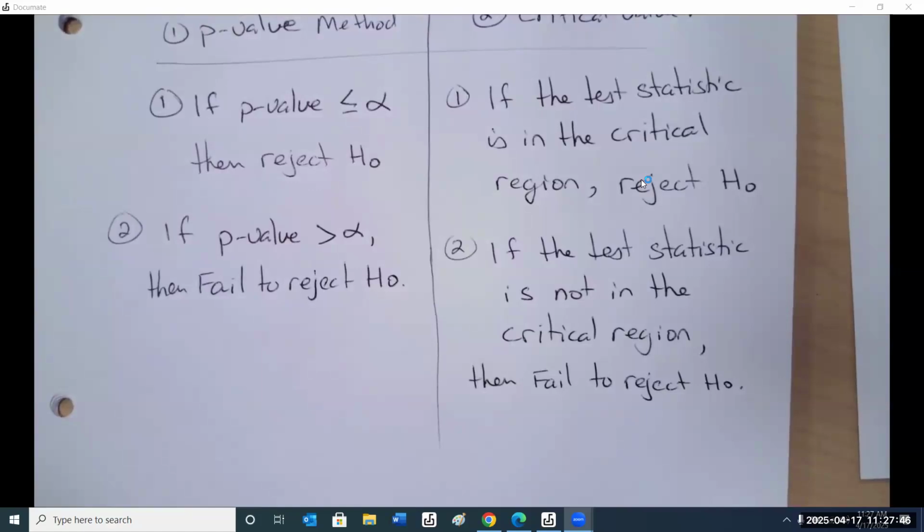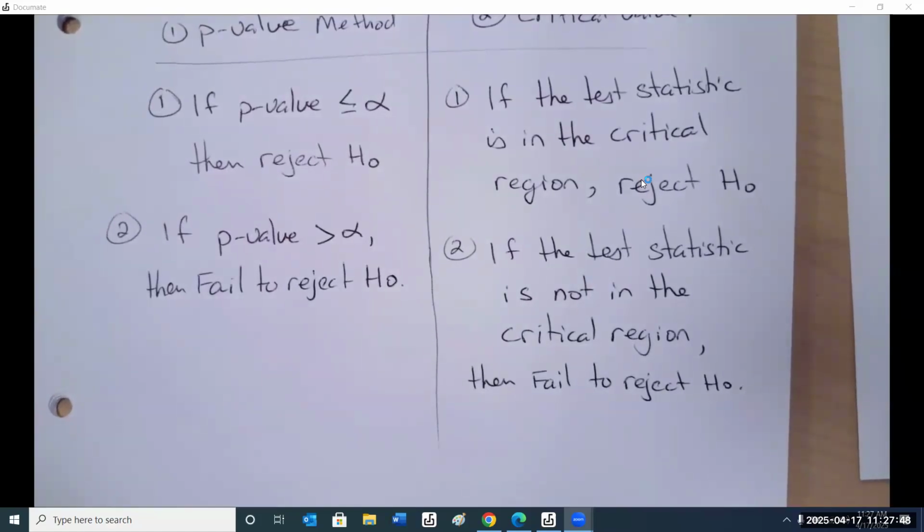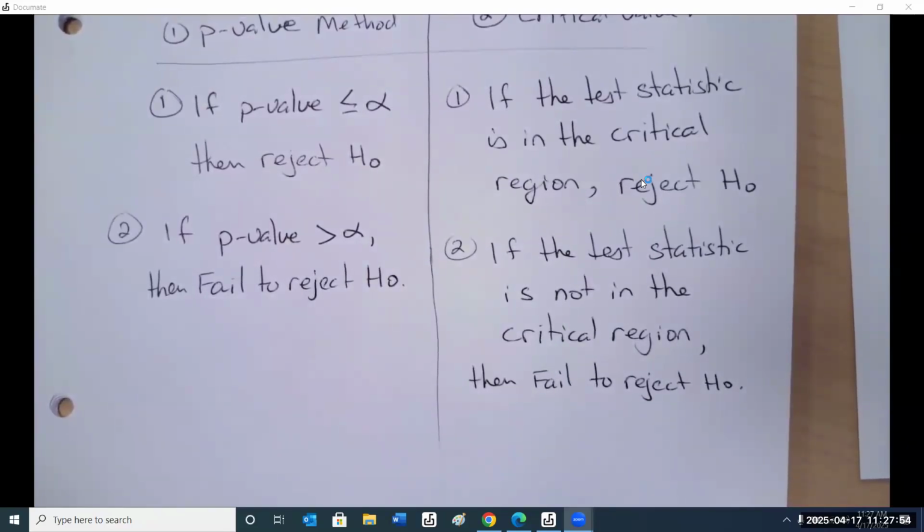And be very careful about how you say it. You never use the term accept. You never say, I accept the null hypothesis, but you either reject it or you fail to reject it. You don't really necessarily keep it because we don't know enough information whether it's really true or not. It's just that with the information we have so far, this is the best we can say.